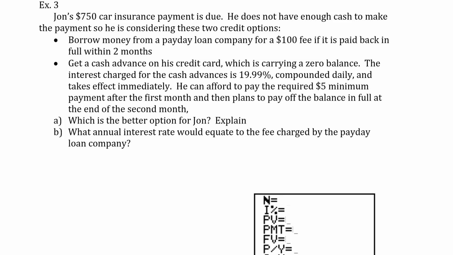The interest charged for the cash advances is 19.99% compounded daily and takes effect immediately. He can afford to pay the required $5 minimum payment after the first month and then plans to pay off the balance in full at the end of the second month. A, which is a better option for John, and B, what annual interest rate would equate to the fee charged by the payday loan company?